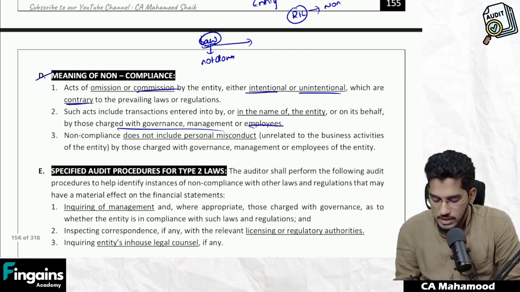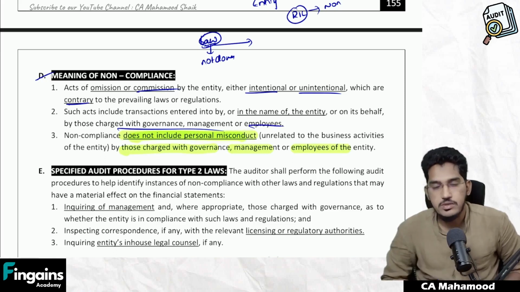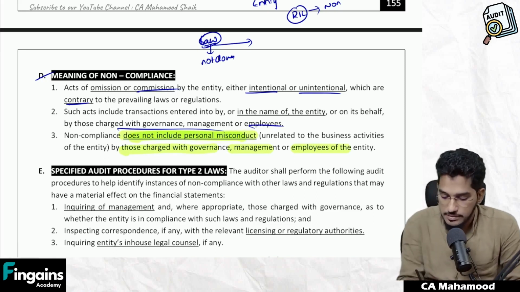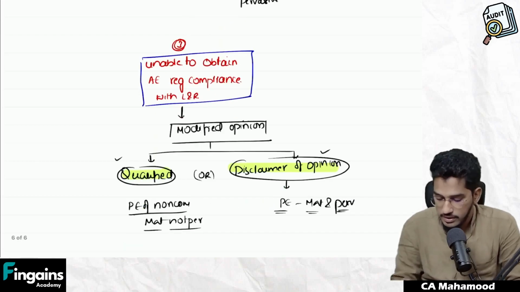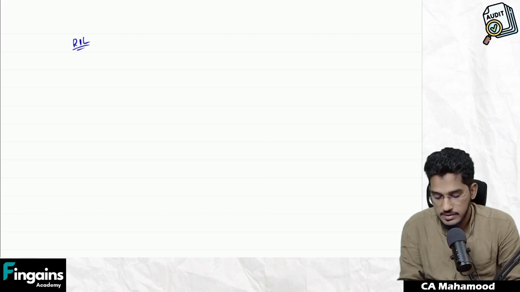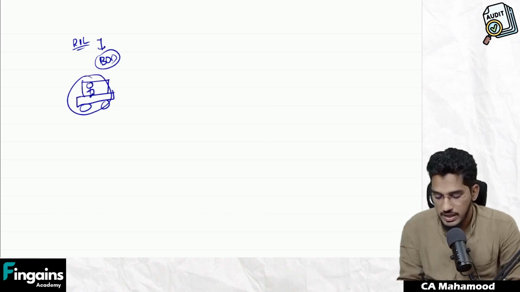And non-compliance does not include personal misconduct unrelated to the business activities of the entity by those charged with governance, management, or employees. What do they mean by this? Assume the company Reliance Industries Limited has a board of directors. One day, one board director is driving a car. You have to imagine it. So one day he is driving a car.